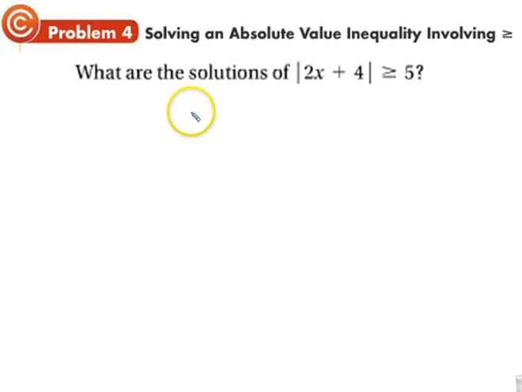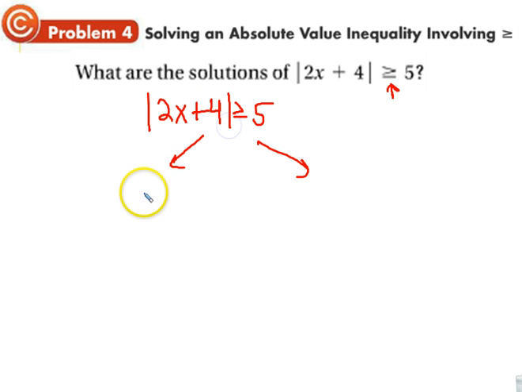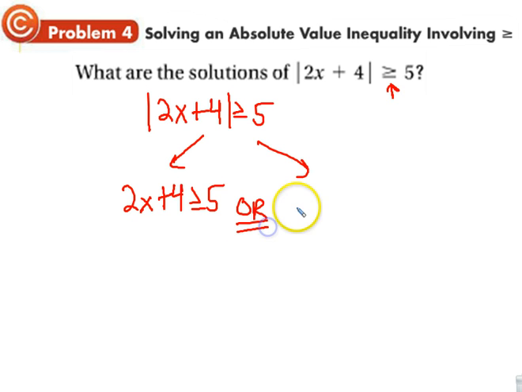Okay. Let's see how that works. All right, so look at this symbol. Which one is it going to be, an and or an or? Hopefully you said it was going to be an or. So I'm going to rewrite it, and then I'm going to do my two different pieces. So I'm going to take 2x plus 4 greater than or equal to 5, or 2x plus 4. Now let's look at something real quick.